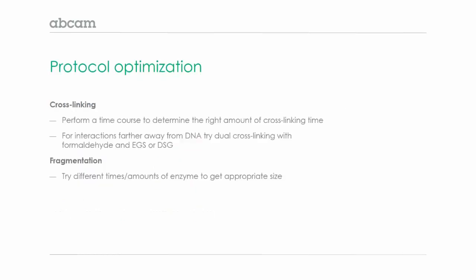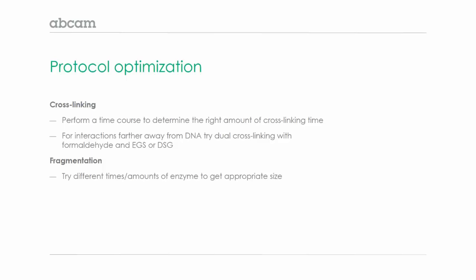As I mentioned earlier, probably the most important step in optimizing your ChIP protocol is beginning with a really good chromatin template and the correct fragment size. For cross-linking ChIP, this involves finding the appropriate cross-linking and shearing time, and for native ChIP, this involves finding the appropriate amount of enzyme and digestion time.